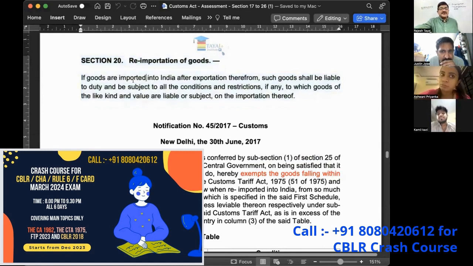Okay, so that's why I say if the goods are imported into India after exportation thereof, then if the exportation process has not been completed, this section will not be applicable. Read very minutely. If the process of exportation has not been completed, this section will not be applicable.